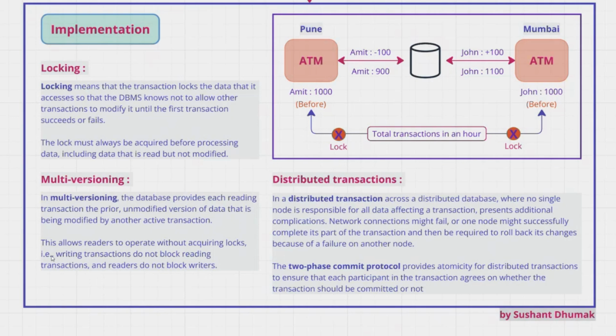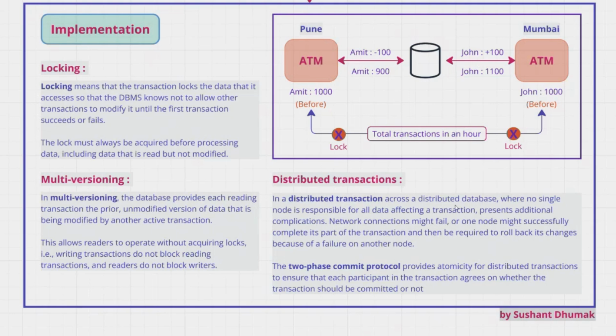So what exactly is the purpose of multi-versioning? This allows readers to operate without acquiring a lock. Here we can see that the lock is not needed in multi-versioning. And the writing transaction does not block the reading transaction, because there is a modification happening between Amit and John, but here we just want to know the total transactions or the total amount in Amit's account prior to the transaction that is happening right now. This is just a reading operation, so it is not going to get blocked because of some writing operation that is going on. That is where multi-versioning is useful.